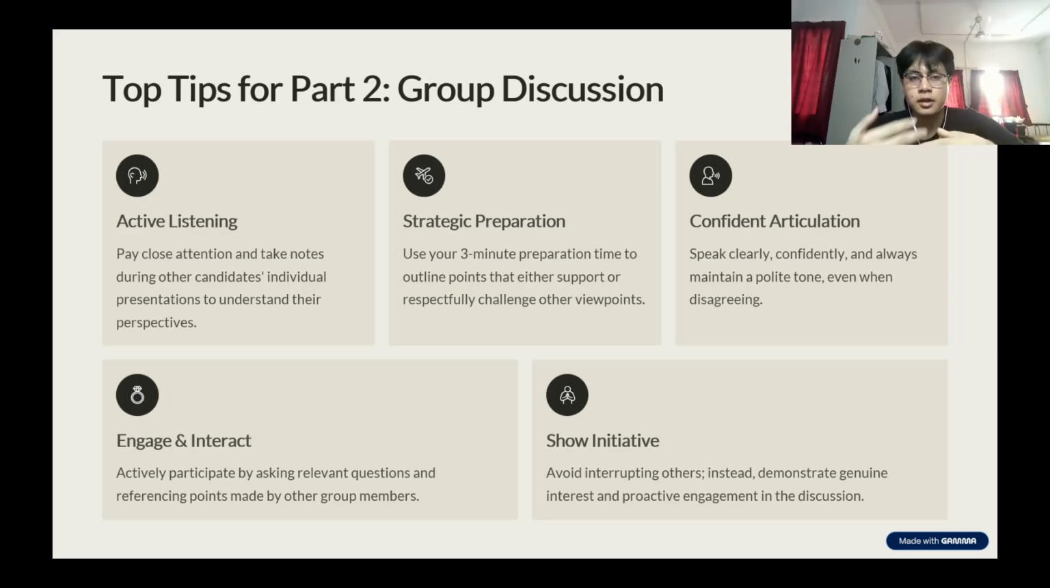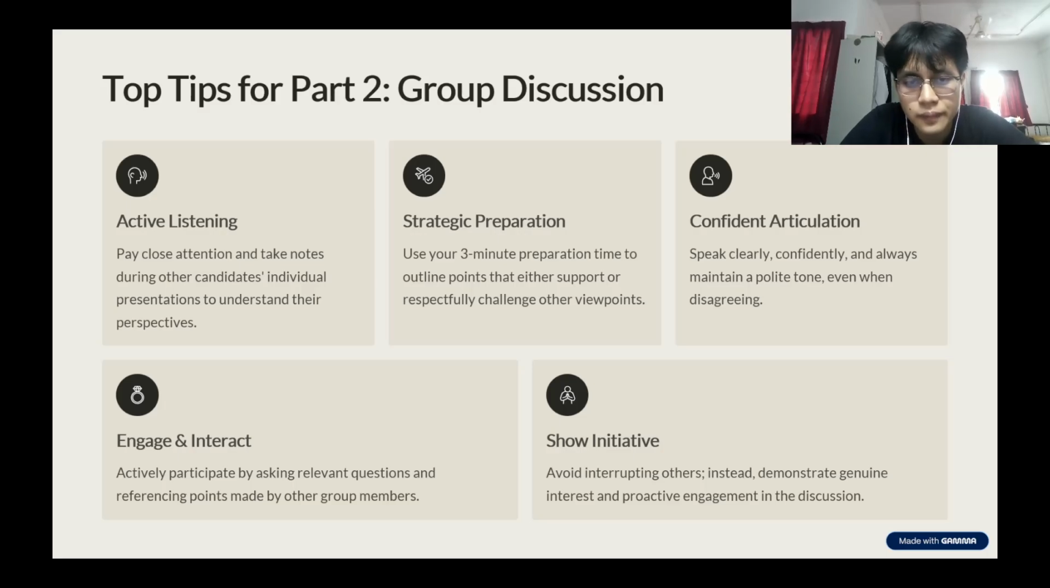All right. For the second part, which is the group discussion, some tips I can give you is first, you have to be an active listener, okay? You have to make sure that you are not a burden to your group. You need to pay close attention and you also have to take notes during other candidates' individual presentations so that they can understand your group's perspective.